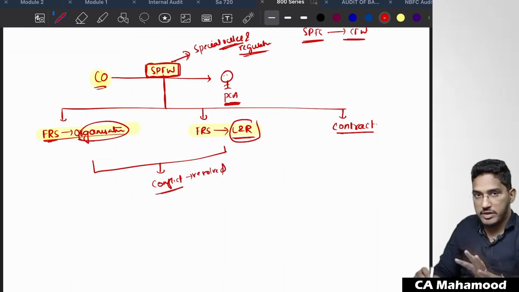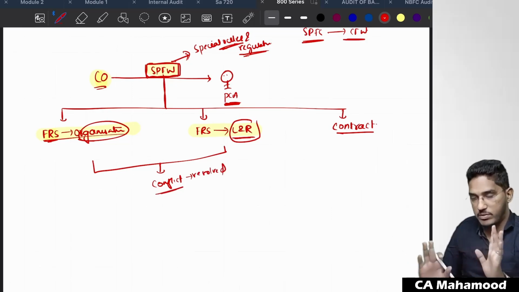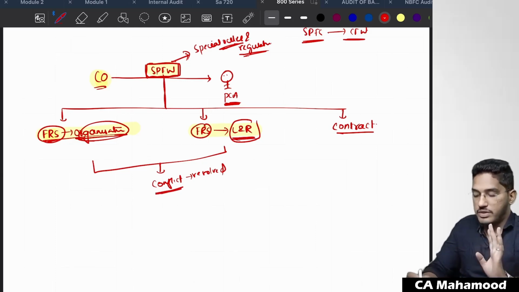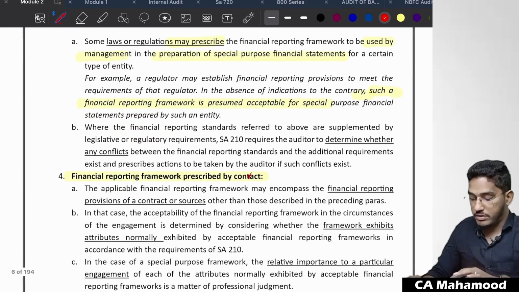Sir, how will that conflict be resolved? You need not worry about it. That is not a part of our examination. That is not a part of our syllabus. You need not worry about it. Just you have to remember one line. If there is any conflict arising in financial reporting standards given by some organization or financial reporting standards contained in the law and regulation, that conflict needs to be resolved. Just this much you remember. How to resolve it, you need not worry about it.